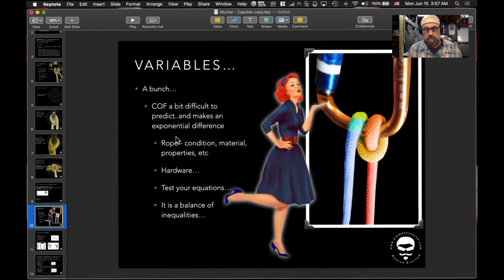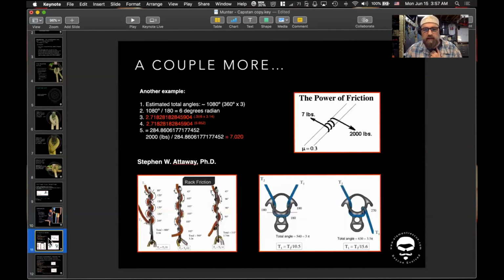Those can change based on condition of rope, material, and the properties of those materials. Your hardware can change it. Are you using steel? Or are you using aluminum? Are you improvising this over doing a lower with just a 1 wrap or a 2 wrap around a balcony handle, or in a stairwell doing a stairwell's corkscrew? So test your equations out, and it's basically a balance of inequalities, and one way or another you'll be able to get a rough estimation of the gear that you carry, and then from there it's extremely easy.